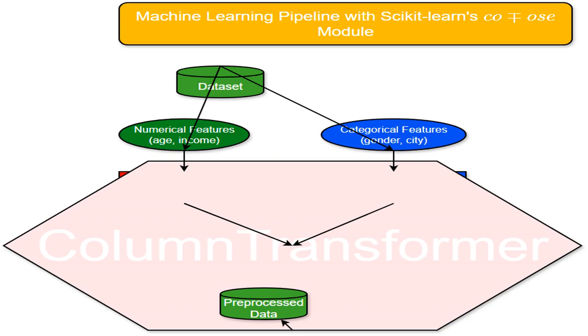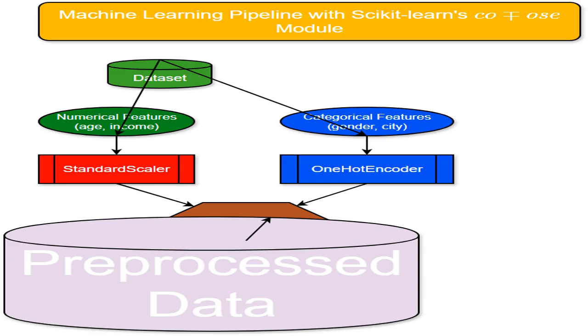This is a powerful scikit-learn tool. It lets me apply different transformations, like StandardScaler and OneHotEncoder, to different columns of my data simultaneously. It's like a Swiss Army knife for data cleaning. After I use the ColumnTransformer, I will have clean, pre-processed data ready for building my machine learning model. Ready to train my model.